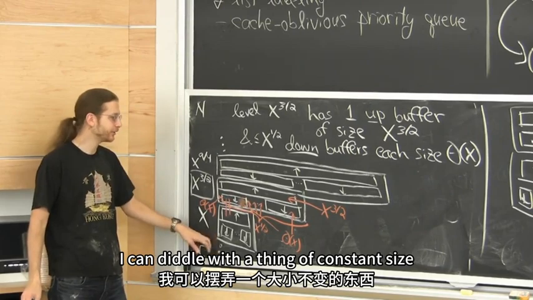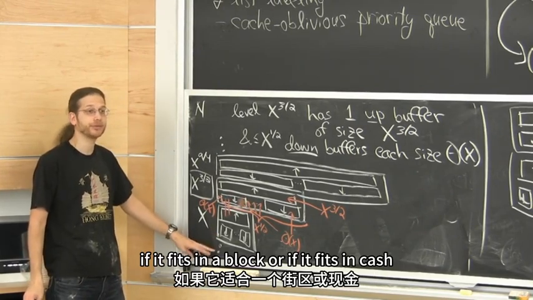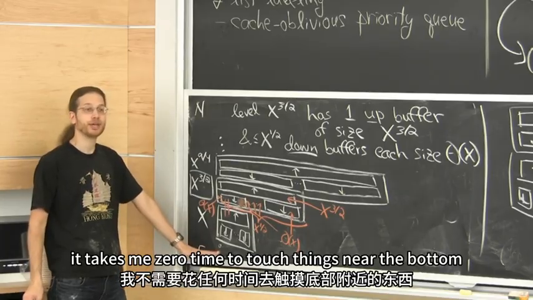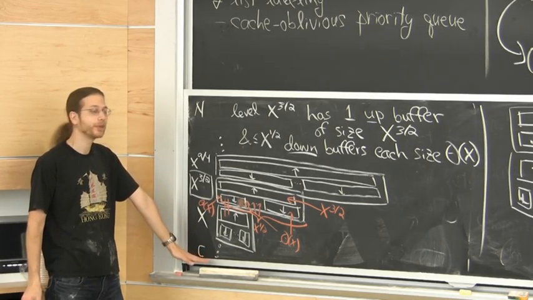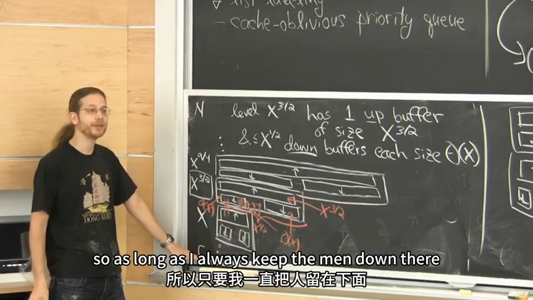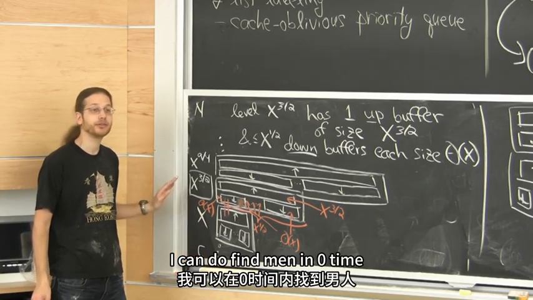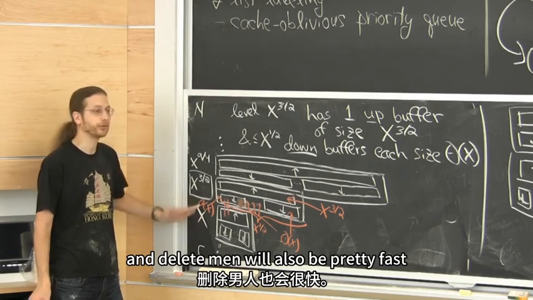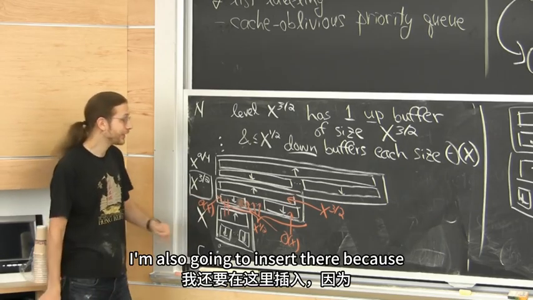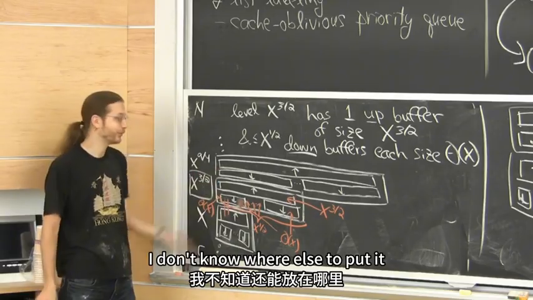I can diddle with the thing of constant size if it fits in a block or if it fits in cache. It takes me 0 time to touch things near the bottom. So as long as I always keep the min down there, I can do find min in 0 time. And delete min will also be pretty fast. I'm also going to insert there because I don't know where else to put it.